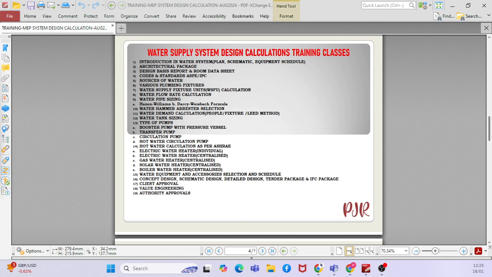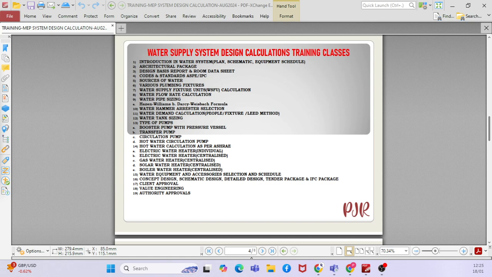Say for example, you receive the architectural package from the architectural consultant. They will tell you to do the water supply design. So how do you design it? You need to calculate the water demand, how much demand is required. What is the water tank sizing? How to size the water tank? How to size the pump? How to size the pipe? And how to route the pipe to each and every toilet and to the plant room? How to do that?